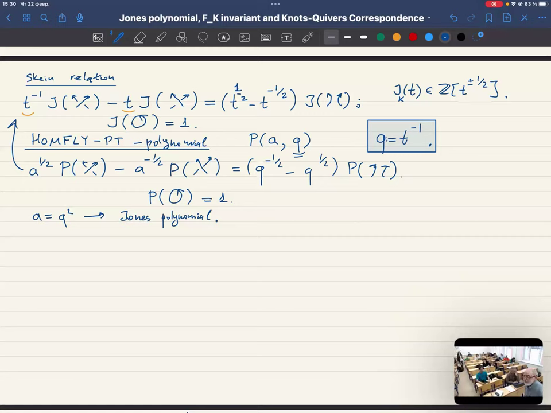So it's one type of generalization we can have here. Another one is the FK invariant.